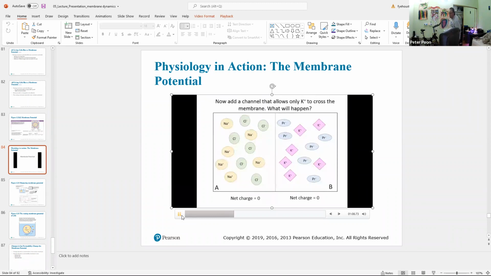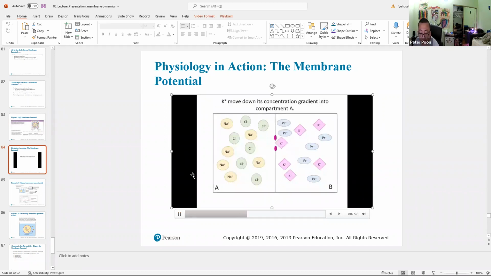Now we can add a channel that allows only potassium to cross the membrane. Predict what you think will happen to the ions in each compartment as soon as we allow potassium to move. As soon as we make the membrane permeable to potassium, potassium will move down its concentration gradient into compartment A. If the only factor influencing potassium movement was the concentration gradient, potassium would continue to move into compartment A until the concentration in A equaled the concentration in B.